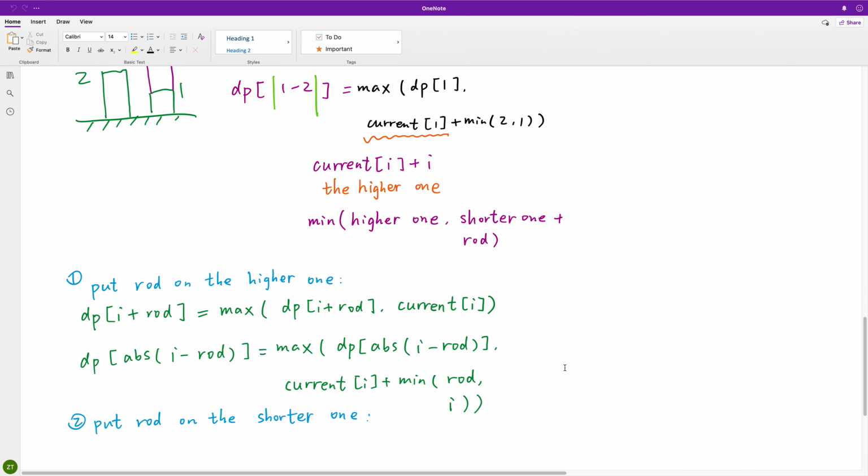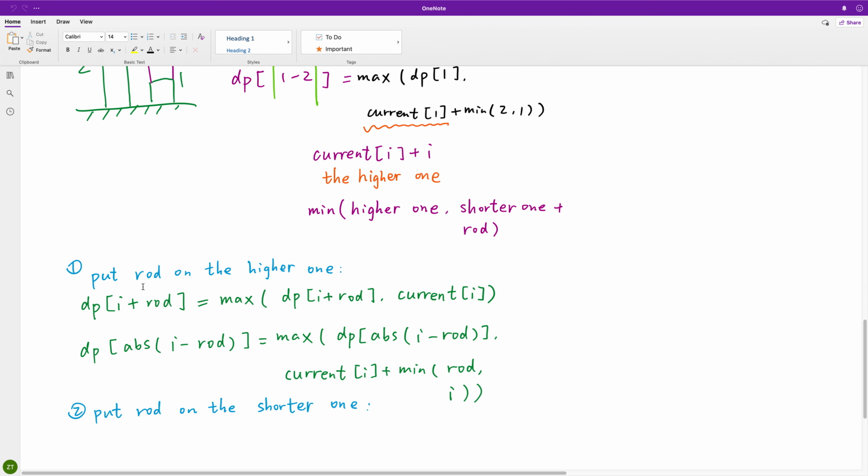So this is the transition function. When we put the road on the higher one, we update i plus road. It will become the maximum of this or the shorter one. When we put the road on the shorter one, we update the absolute value of i minus road. It will be this one, or current i plus minimum of road or i. Current i plus road is the shorter plus road. Current i plus i will equal the higher set height. So that's it.